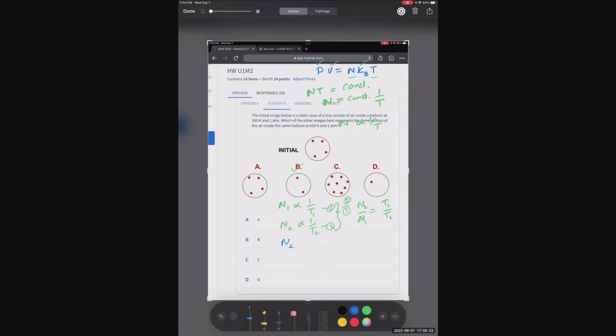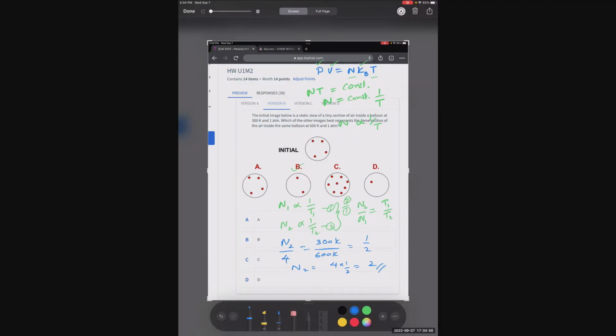N2 is what we're looking for, and we have N1 to be 4, T1 happens to be 300 Kelvin, and T2 happens to be 600 Kelvin. So this is 1 over 2, and therefore N2 must be equal to 4 times 1 over 2, which is 2. That's how we got 2, option B as our answer.